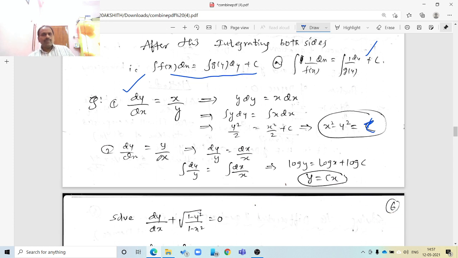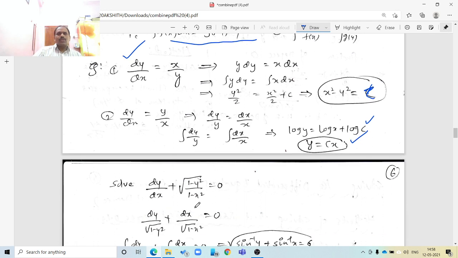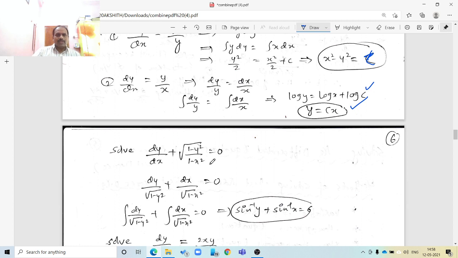Next, you see dy by dx is equal to y by x. This is dy by y is equal to dx by x. So again, you have to take the integration on both sides. Integral 1 by y is log y, 1 by x is log x, plus constant of integration. Since it is in the log form, instead of c I am taking log c. So log y is equal to log c plus log x, this is log cx. Log y is equal to log cx, you will get y is equal to cx. That is the general solution of the given differential equation.